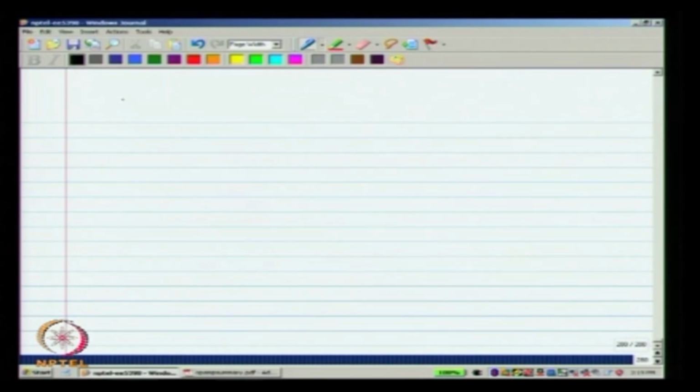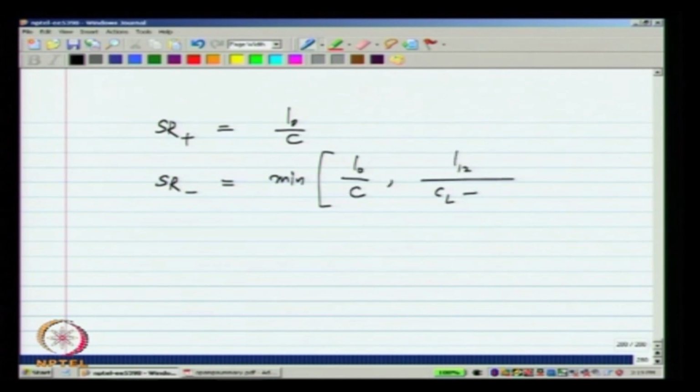So, in the two stage op amp, the positive slew rate is I0 by C and the negative slew rate is whichever is smaller of I0 by C and I12 by CL plus C.